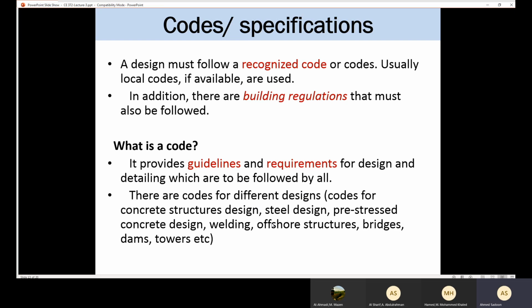So we need to follow the codes so that we have guidelines which are followed by all. You are not going to make something on your own. You need to do like the rest of the engineers.